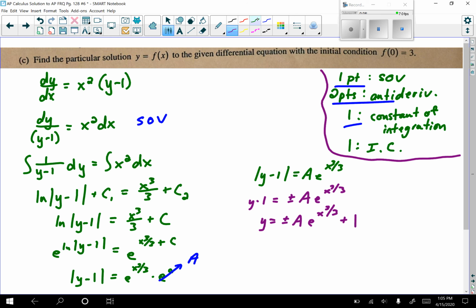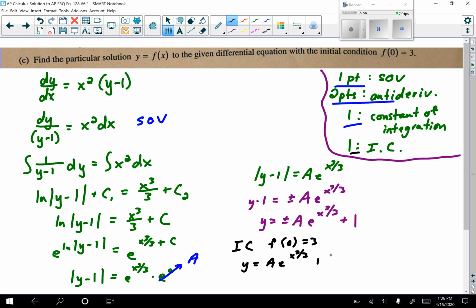But when we go to use the initial condition, we have to be very careful here. Don't use the plus or minus just yet. So you get 1 point for using the initial condition, which is f of 0 equals 3. Indicate only here, we're going to use just the positive. So y is going to equal a times e to the x cubed over 3.